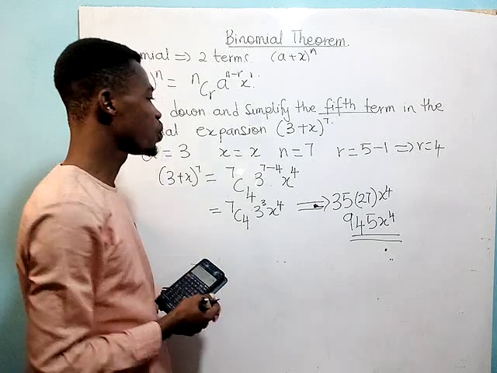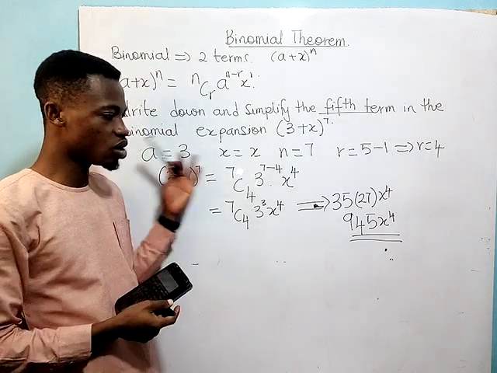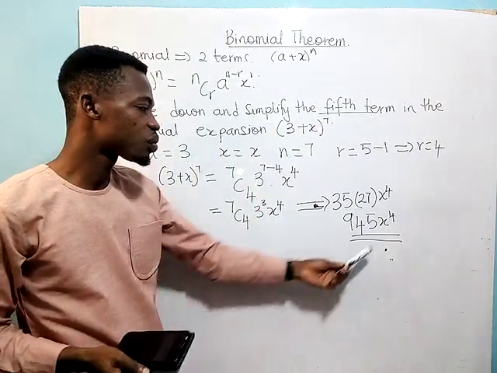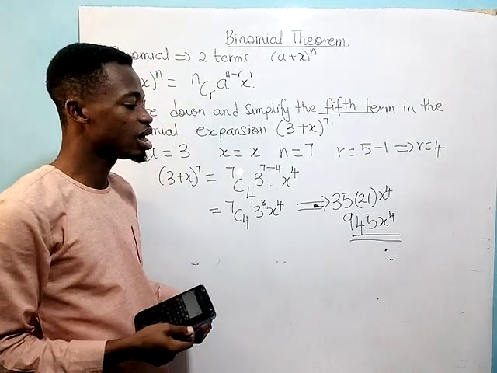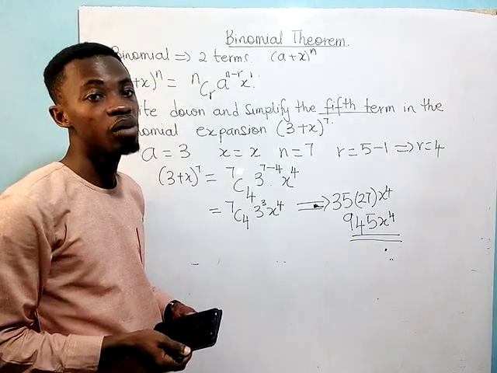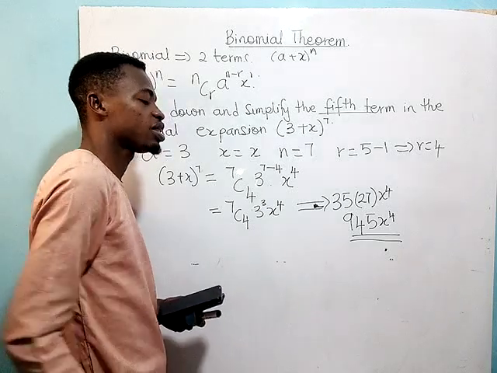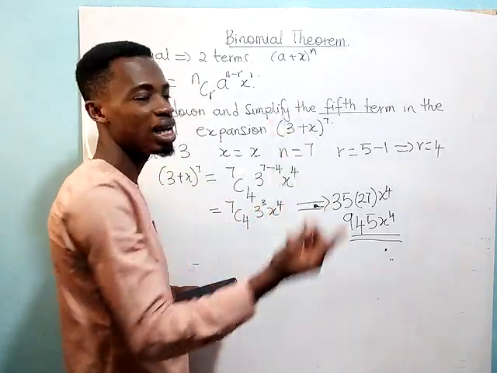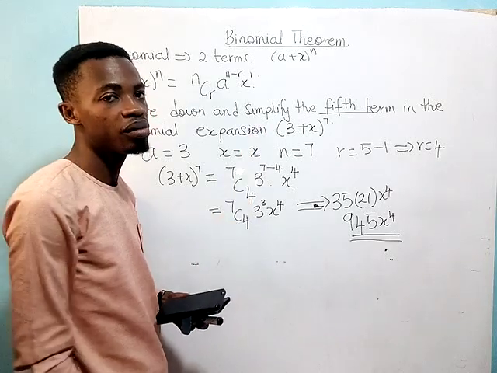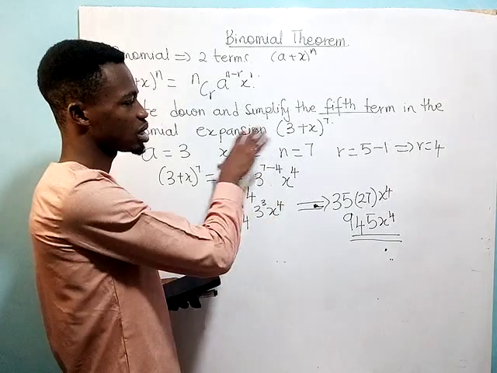So if we were to expand the whole of this, the fifth term would have been 945 x to the power 4. And take note, you get to see that for the fifth term, the exponent of x is one less than the given term there. So this is how we go about it.